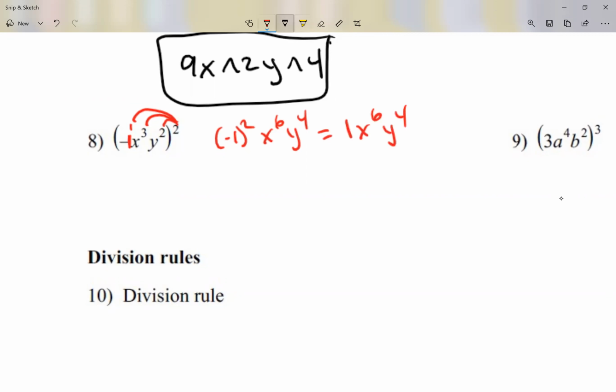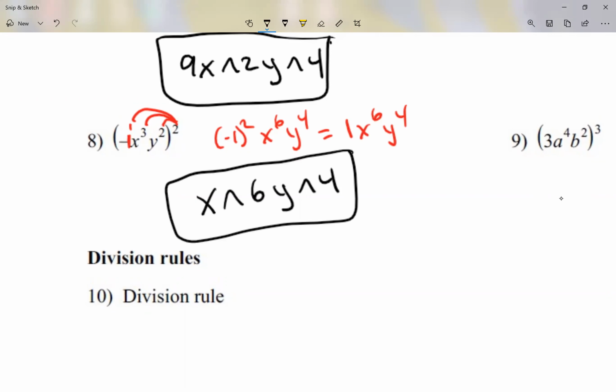When we're writing our numbers in multiplication, because technically this is all multiplication, in multiplication, the 1 is irrelevant. So you don't have to type it in. My answer will just be x to the 6th, y to the 4th. The 1 at the very front, you don't have to type it in.